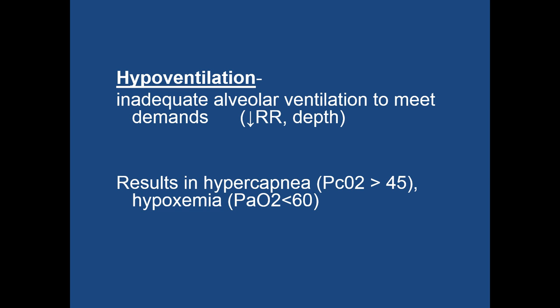and hypoxemia, or low oxygen levels, which are below normal is below 70, but especially below 60 is where we start to get into the real danger zone. And what happens with a high CO2 and a low O2 is we get acid buildup in the blood, so we start to see acidosis, and pH levels get low.